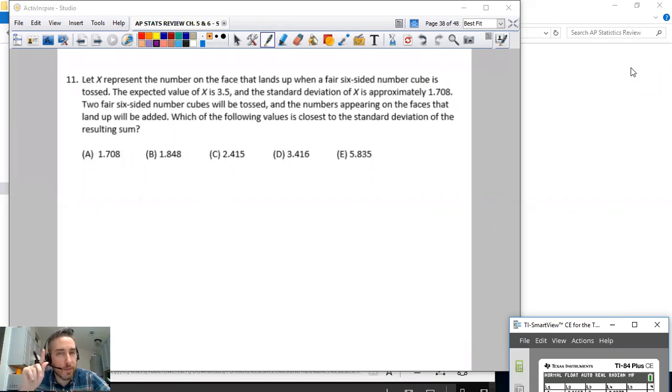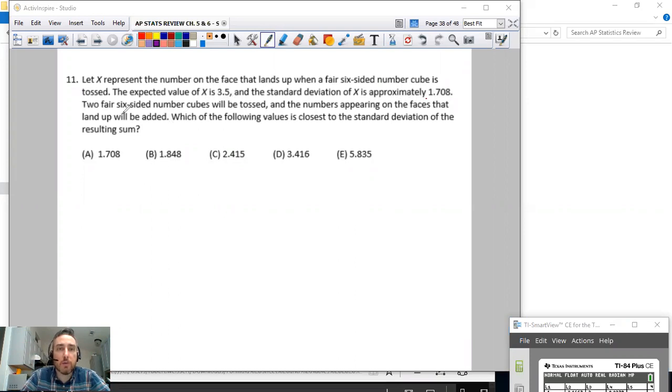So I want you to think about what happens when you add standard deviations. Now you can't straight add standard deviations, right? You have two standard deviations here. And we know that it's two dice, so the expected values for both dice and the standard deviations are both going to be the same number. So let's think about this.